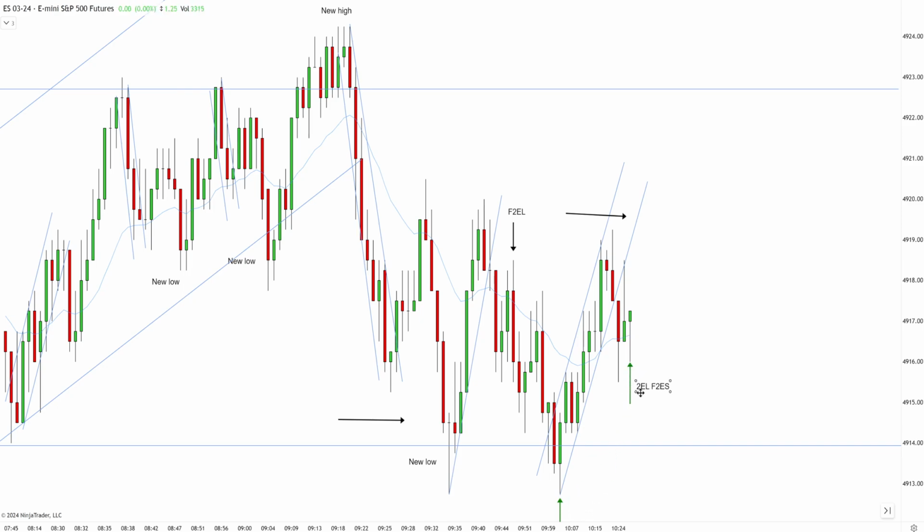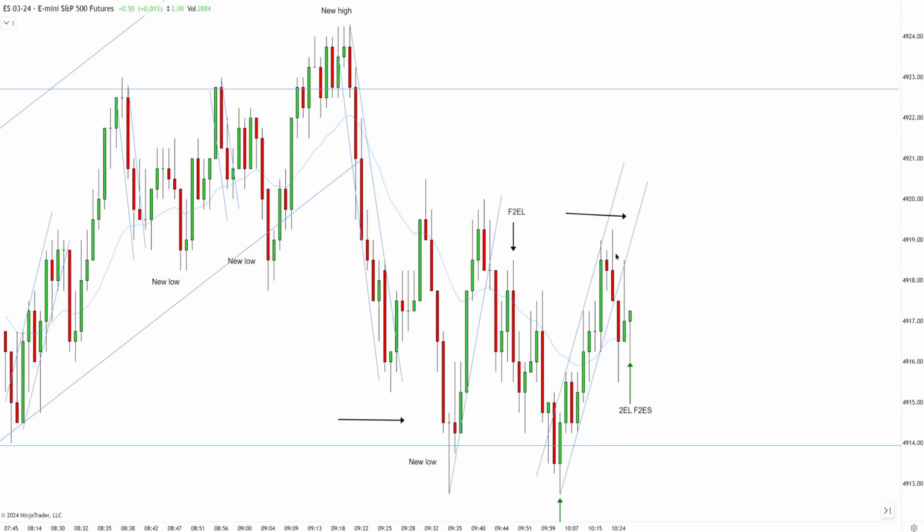Great high probability setup, double high probability setup. Every single time you have more reasons to enter than just one. Let's say you have second entry long combined with triple test, or you have second entry long that was also a failed breakout. Every single time you have more reasons to enter to confirm your analysis, you're always more confident and the setup has a higher chance of success.